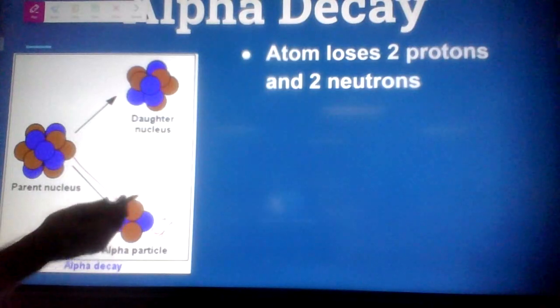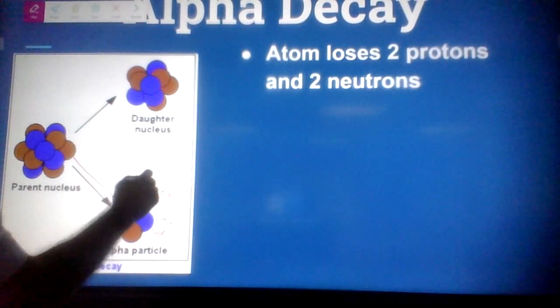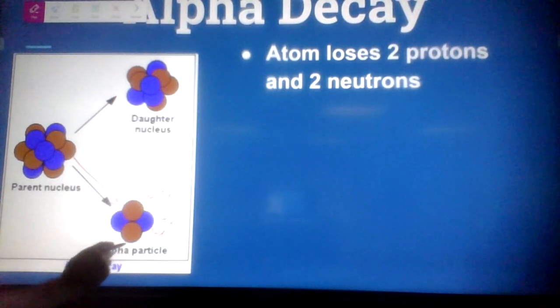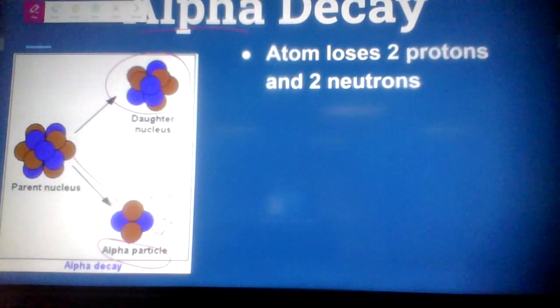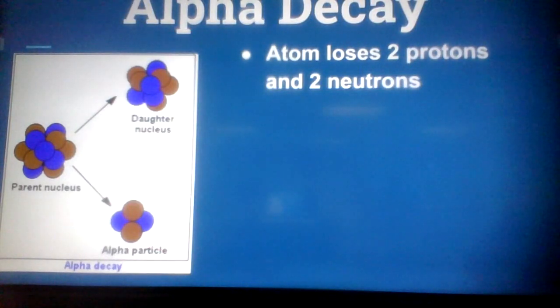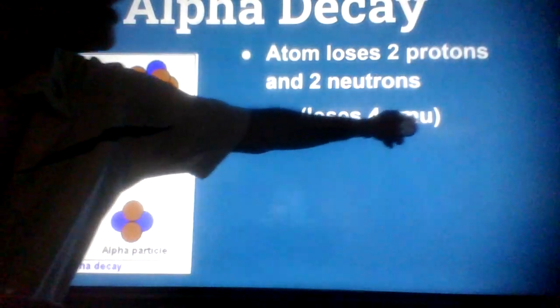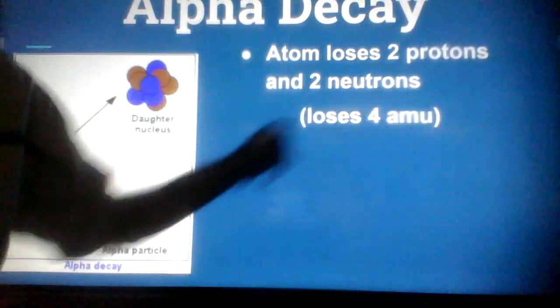Now, which atom has 2 protons? Remember, that's helium. So this is a helium particle with 2 protons and 2 neutrons, a total of 4 mass units in that helium particle. So it's called an alpha particle, hence the name alpha decay. And we have a leftover nucleus. That daughter nucleus will depend on what the parent nucleus is. So in alpha decay, an atom loses 2 protons and 2 neutrons for a total loss of 4 AMU, remember what AMU means, atomic mass units. And remember from before, both protons and neutrons have 1 atomic mass unit each. Now that 4 will be important.